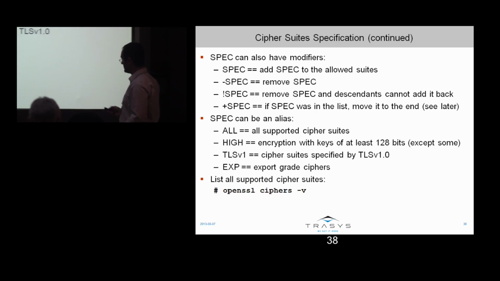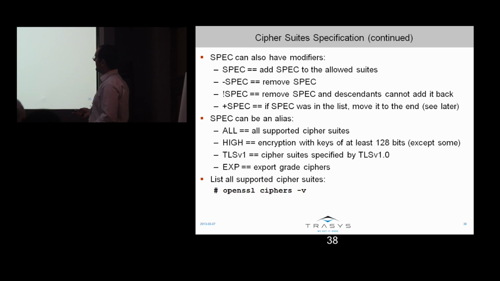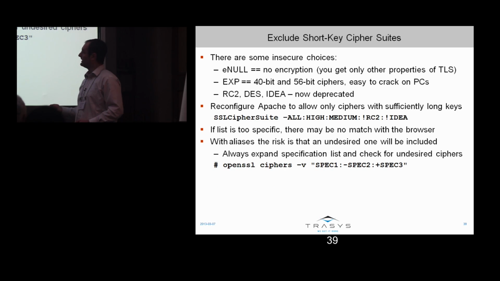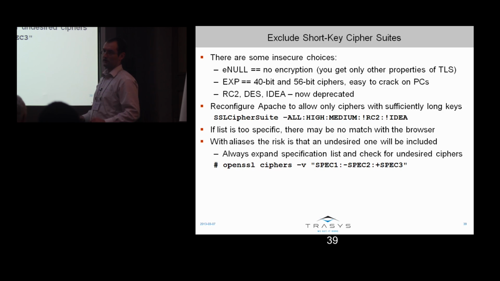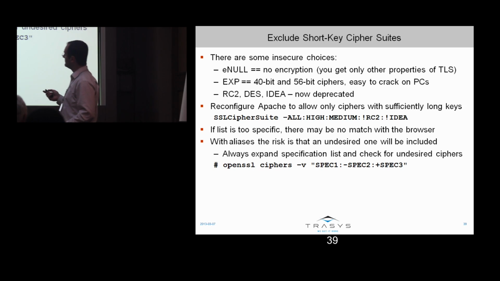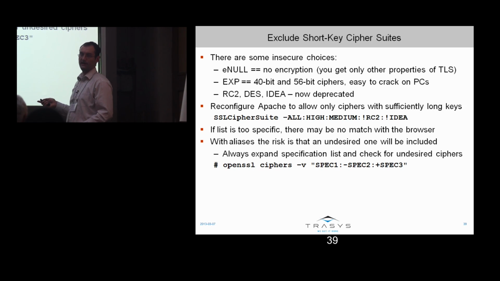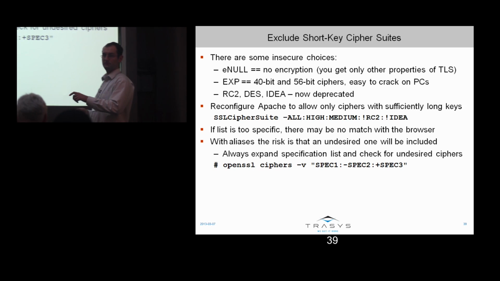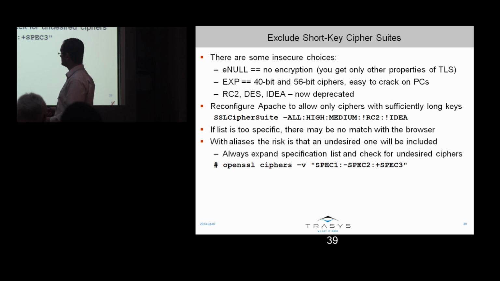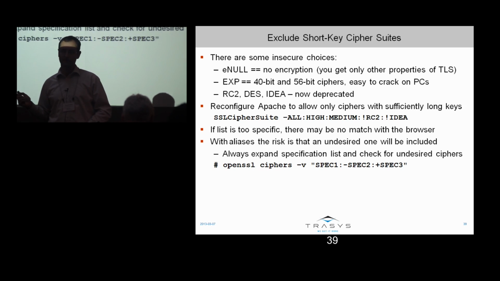There are wildcards, and if you want to get a list of all supported cipher suites, you execute openssl with the ciphers subcommand and -v. By all means, make sure that ciphers like eNULL, which means no encryption, ciphers from the EXP alias, which is compatible with export control, meaning 40-bit keys, 56-bit keys, completely insufficient, and legacy ciphers such as RC2, DES, and IDEA, make sure those are not supported.